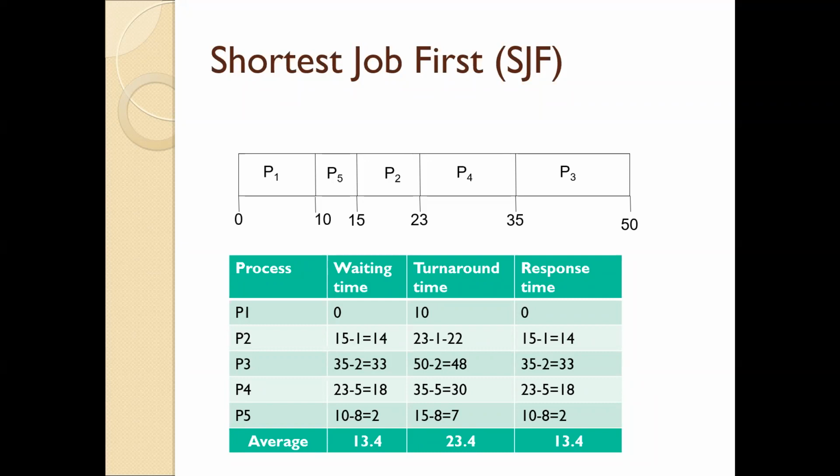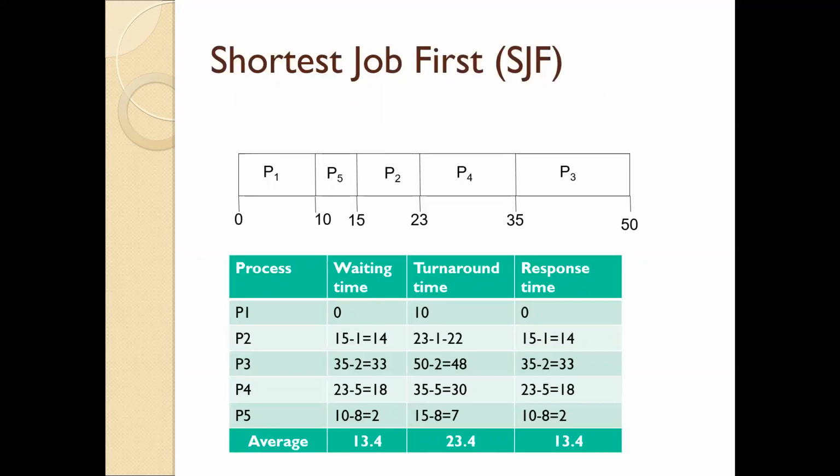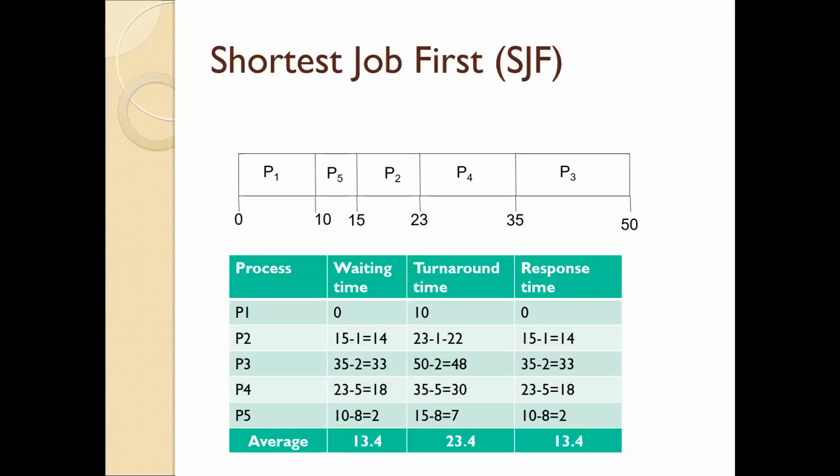Right? Then the next shortest is P2. P2 will go from 15 to 23. Next is P4. P4 will go from 23 to 35. Then P3 is the last. P3 will go from 35 to 50.